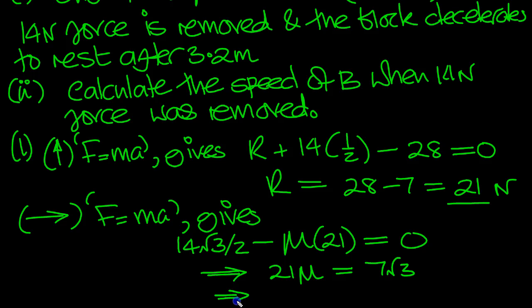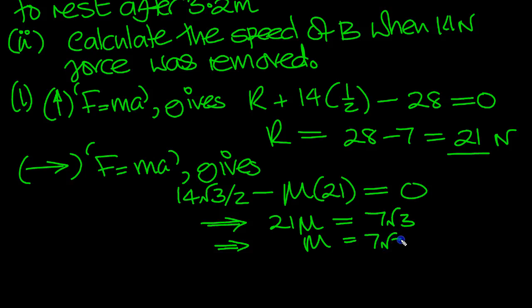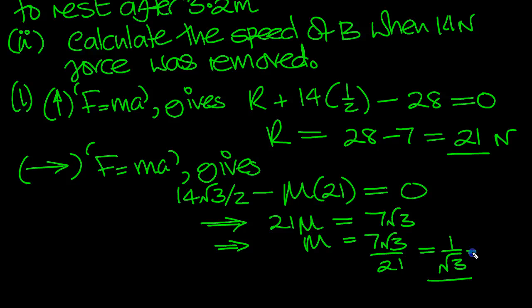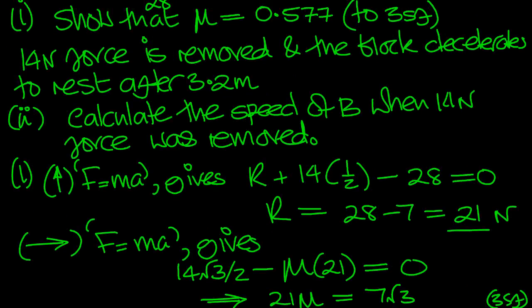And that tells us what mu is. 7 root 3 over 21. 7's cancel, so we get root 3 over 3, or 1 over root 3. Either of those will be fine. So 1 divided by the square root of 3, decimal, 0.577, which we wanted to show, and that's to 3 significant figures. So that's that answer there then. Okay, good. So we've shown mu in part 1.